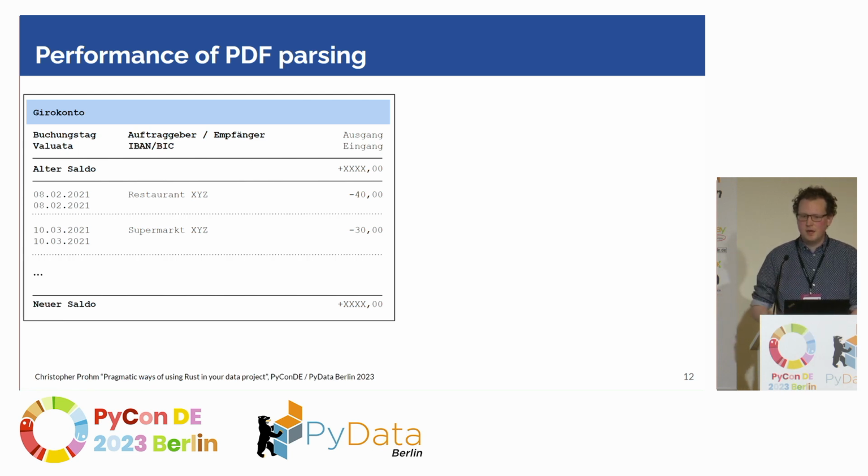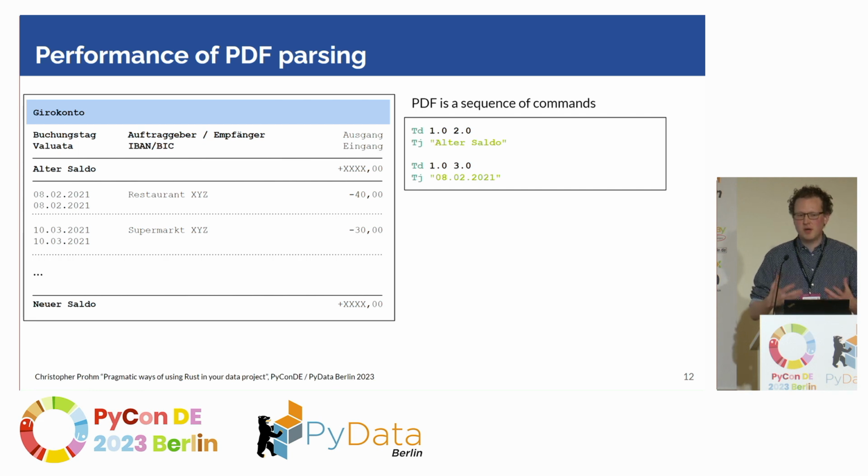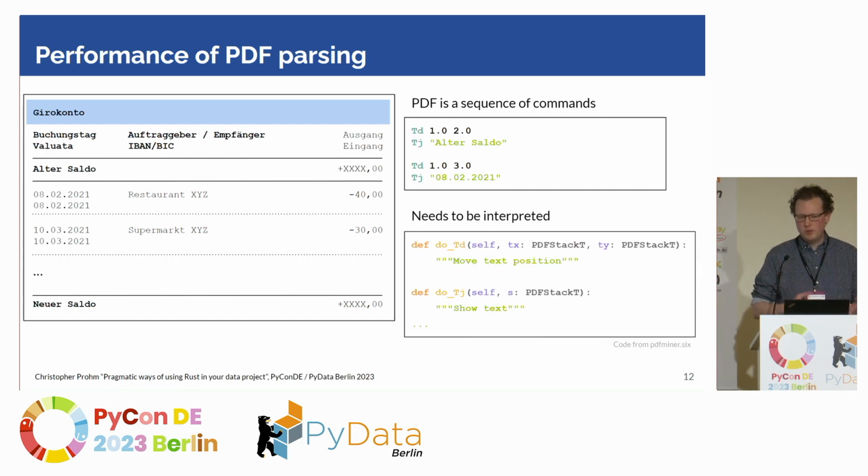So if you have these fake PDF files, I didn't want to show you my bank statements. What you see here is essentially the bank statement of some German bank. And what you then see in the PDF actually is instructions to some abstract machine, where it says something like, move the text position to position 1, 2, and then at this position, put this text. And this can then be combined with transformation matrices and maybe with color changes and so on. And when you want to get the information out of your PDF, you actually need an interpreter for the stream of commands.